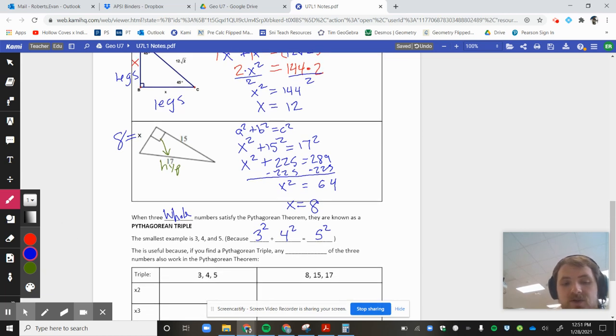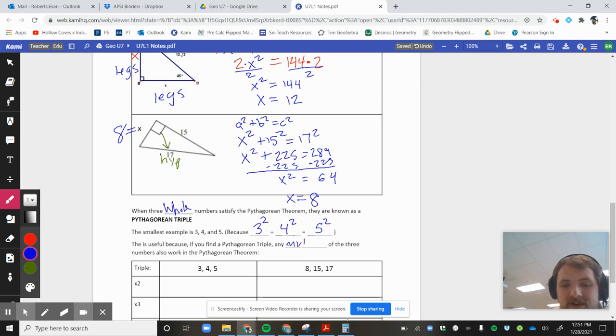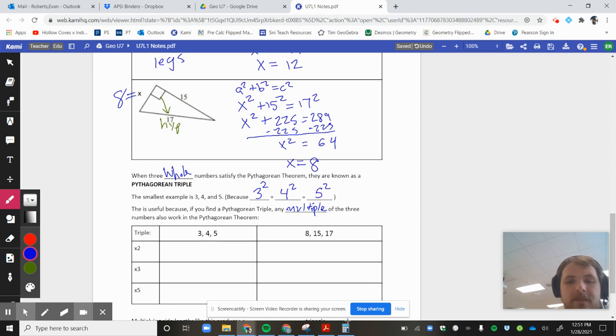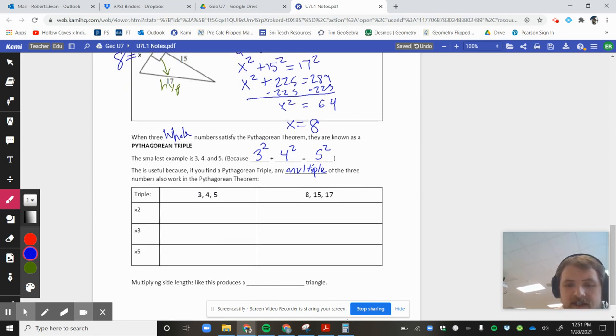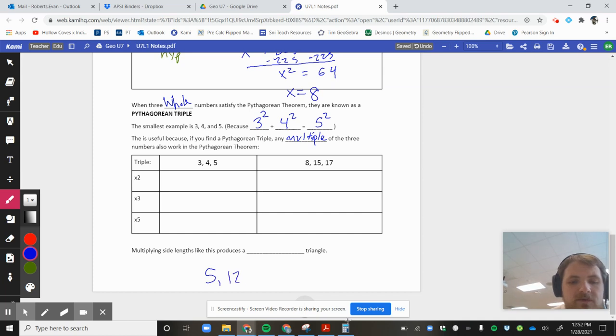This is useful because if you find a Pythagorean triple, then any multiple works. You can multiply it by 7, you can multiply it by 11, you can multiply it by 0.2, doesn't matter, any multiple of those 3 numbers is going to work for our Pythagorean theorem. So we said 3, 4, 5 the other day. We also talked about 5, 12, 13. And then another helpful one that comes up, our third, in my opinion, most common Pythagorean triple is going to be 8, 15, 17.